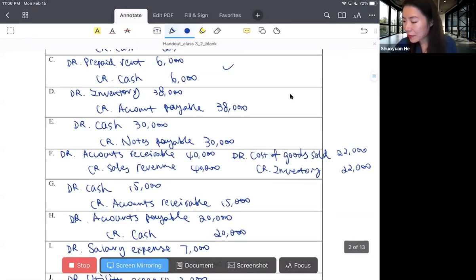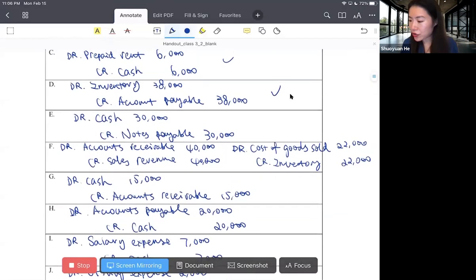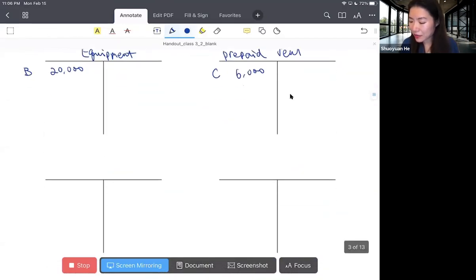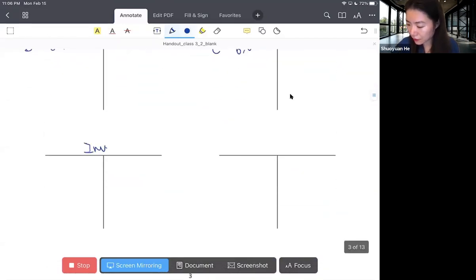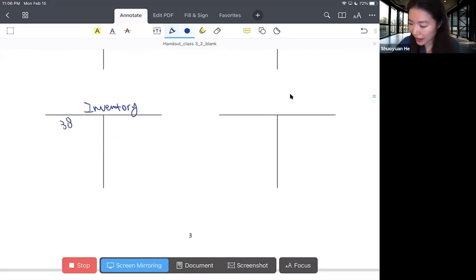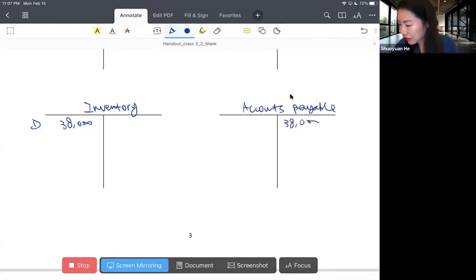Transaction D, debit inventory 38,000, credit accounts payable 38,000. So we need two new accounts here. Debit inventory 38,000 coming from transaction D. Credit accounts payable for 38,000 also coming from transaction D.